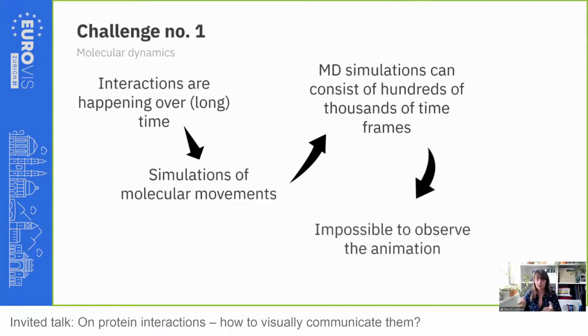So the traditional means of observing the animation of such a movement is not happening anymore, just because of a simple fact. Like here in this example, imagine that we have 100,000 time frames, which we would like to observe at one frame per second speed. Then it would result in almost 28 playback hours, which is definitely impossible for the biochemist to sit and watch the whole time. So there has to be some other way to handle the situation and somehow analyze such a simulation more accurately and intensely. So that's the first challenge.